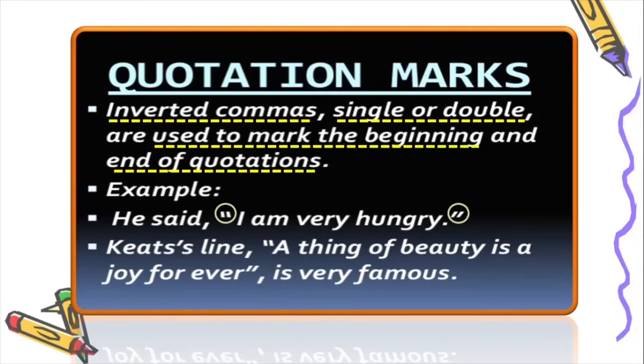Keats's line is a quotation because Keats is a very famous poet. He has said something, so it has become a quotation. So Keats's line: "A thing of beauty is a joy forever." This is what Keats said, and it is very famous. So you saw how quotation marks are used to talk about what someone said, or also what a famous person said. That is a quotation. You quote someone, you use the exact words.